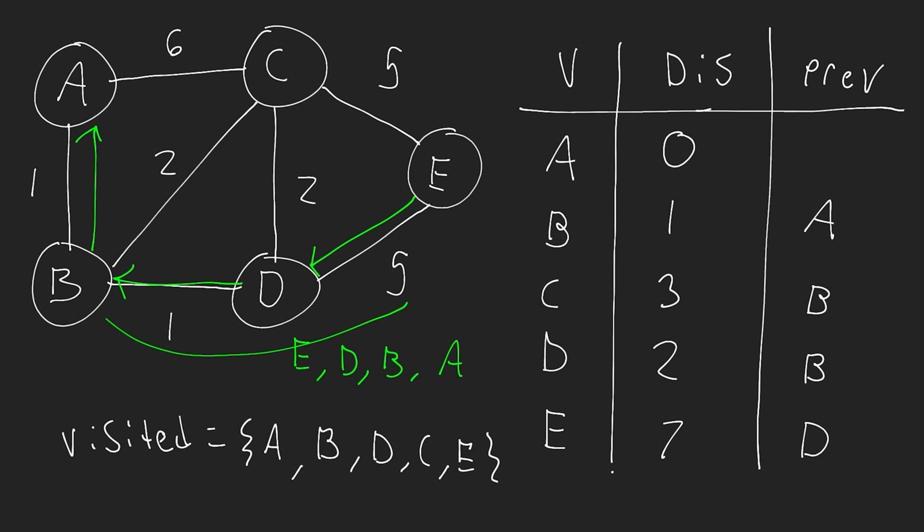We see that has a distance of 7, and that is the shortest possible distance for me to get to E. I could try some other ways, but we would see that those would be a larger distance. There you go. That's how you perform that.